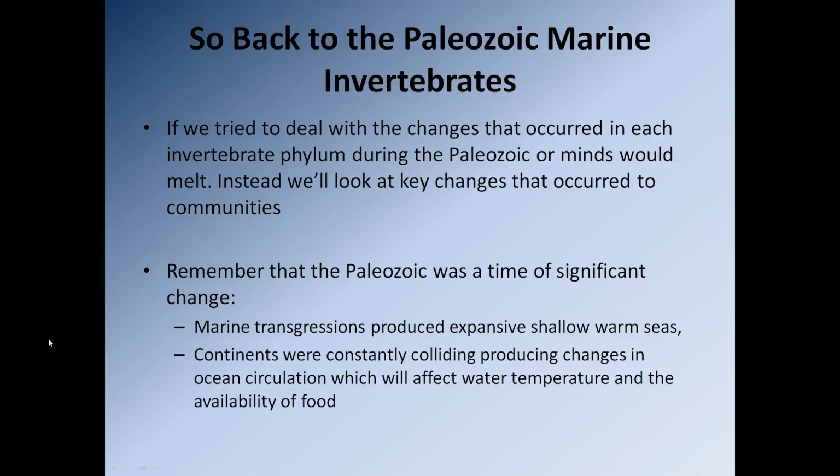And we need to remember as well, we have continents constantly colliding, producing changes in ocean circulation. Those will obviously affect water temperature and the availability of food. So in some areas the environment will be quite good, then something will happen and that will cause the environment to become harsher. And so we see changes in response to those changes in the environment as well. They're reflected in the fossil record, and we need to take that into account as well.